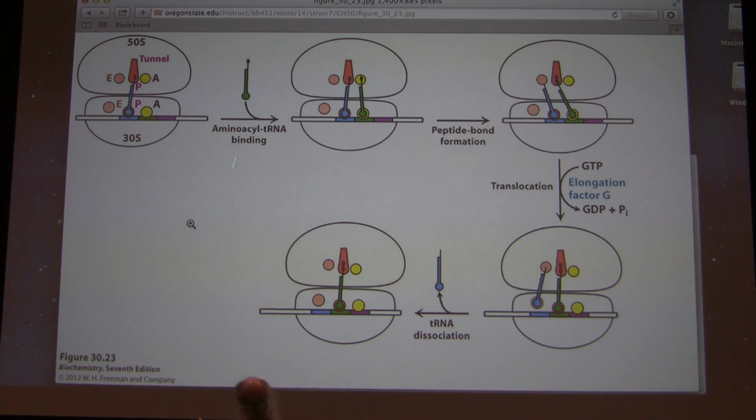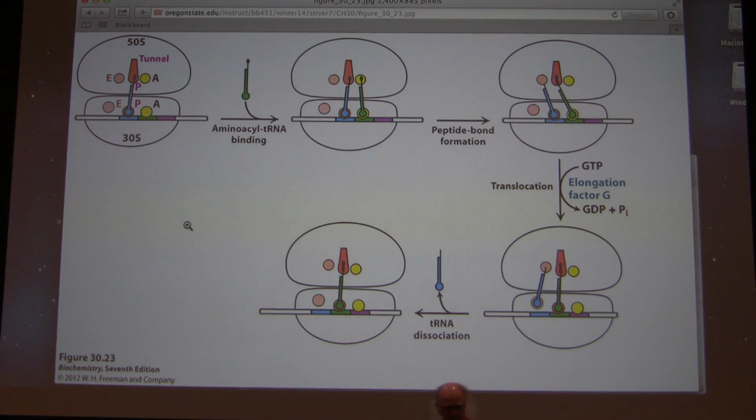So this process is repeated on and on until a stop codon appears in the A site. When a stop codon appears in the A site, we are ready for the process of termination. Okay? Now, before I go to that, I'll take any questions you might have.